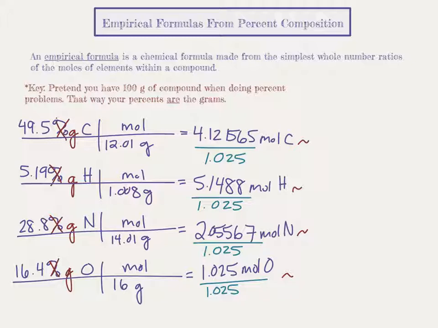This gets me around 4 moles for carbon, around 5 moles for hydrogen, almost exactly 2 moles for nitrogen, and an on purpose 1 mole for oxygen. That means that my empirical formula for our mystery white powder compound is C4H5N2O.